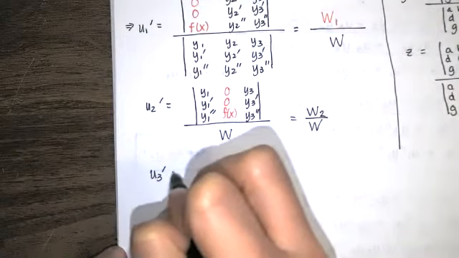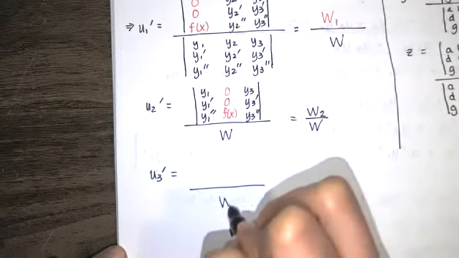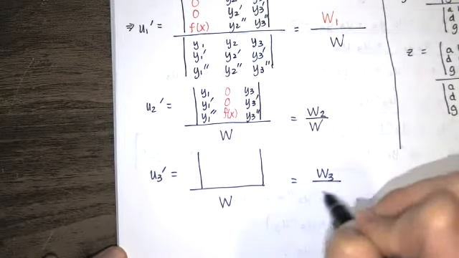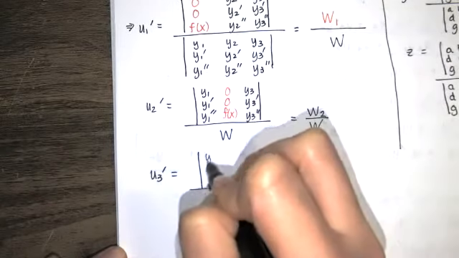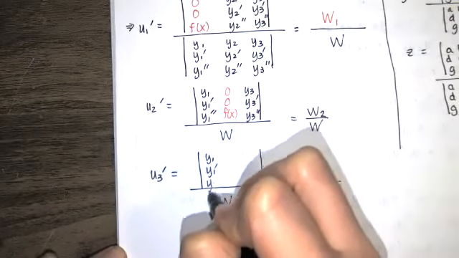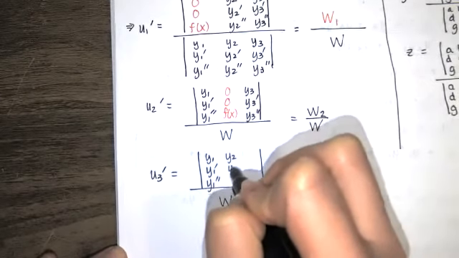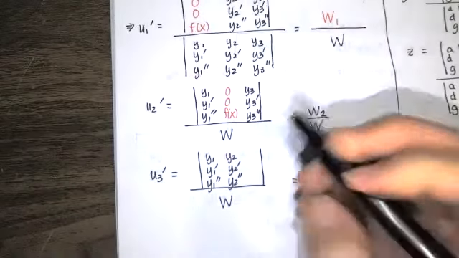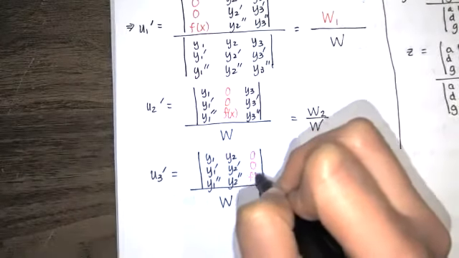And then U sub 3 prime comes from doing exactly what you would expect. You leave the first two columns alone. And you swap out that last column with 0, 0, and f of x.